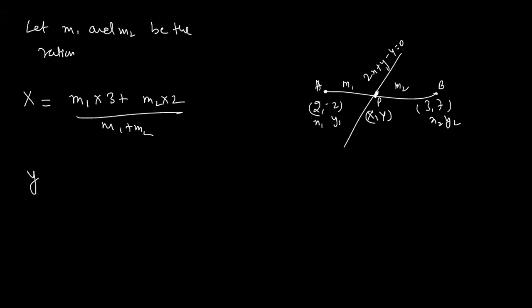And similarly, you can assume that this line segment is also dividing, instead of M1 and M2, you can divide.